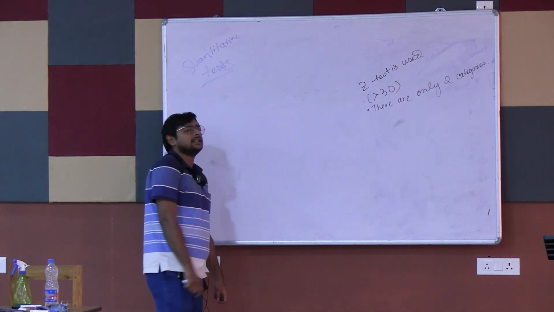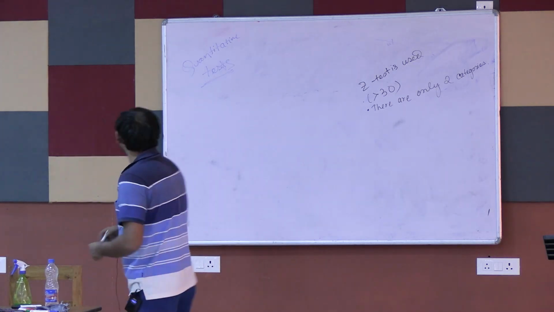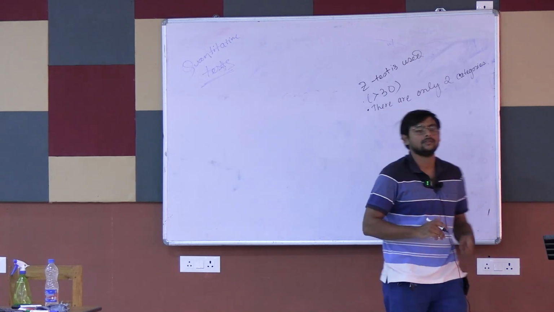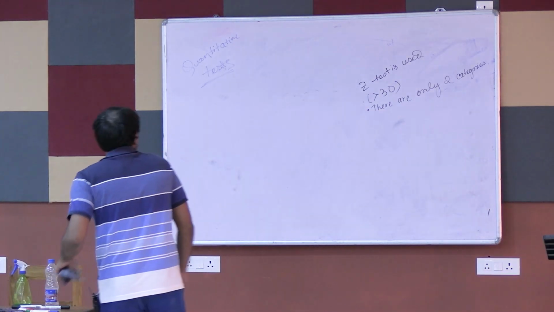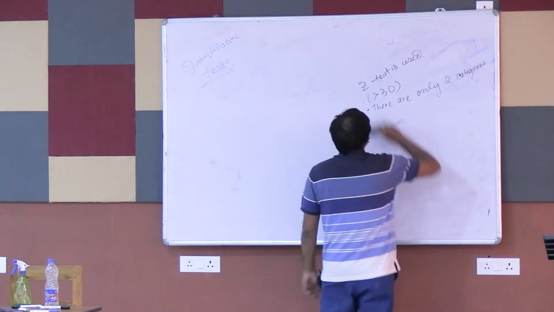More than two categories, z-test won't work. Only for two categories it will work. And for more than two categories, or when the sample size is less than 30, in any case, we use the chi-square. But usually z-test is easier to calculate compared to chi-square. Chi-square is very tedious.